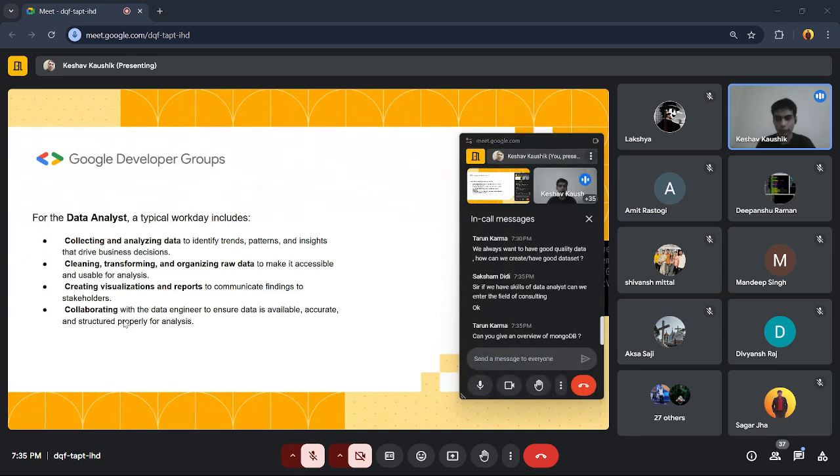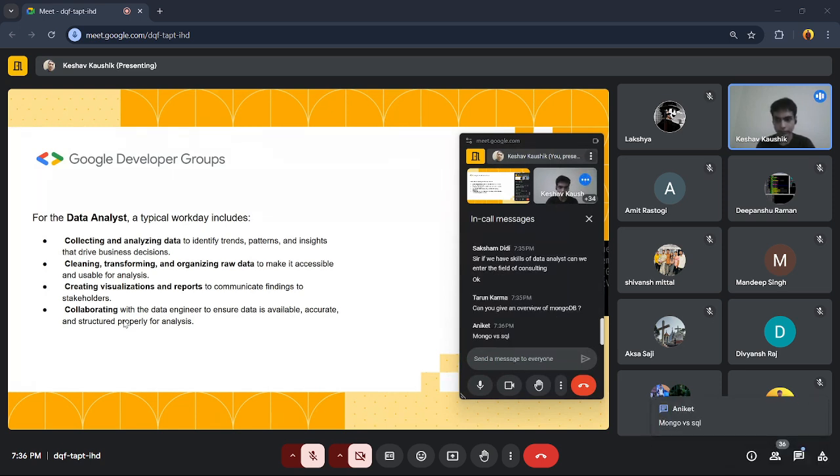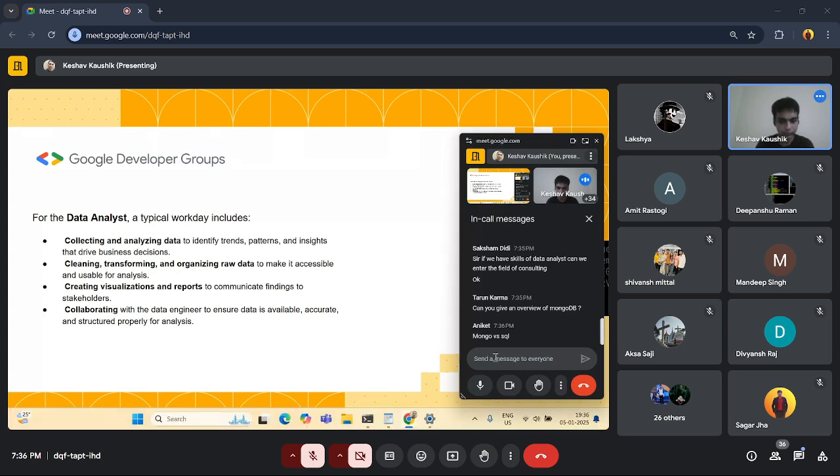Okay, so Tarun, you might know about structured, semi-structured, and unstructured data. So usually what happens is Mongo versus SQL. If we have structured data, we can just use SQL. But if we have semi-structured and unstructured data, we can't use that columnar or table format, so we have to use something called a key pair. Just write it down.